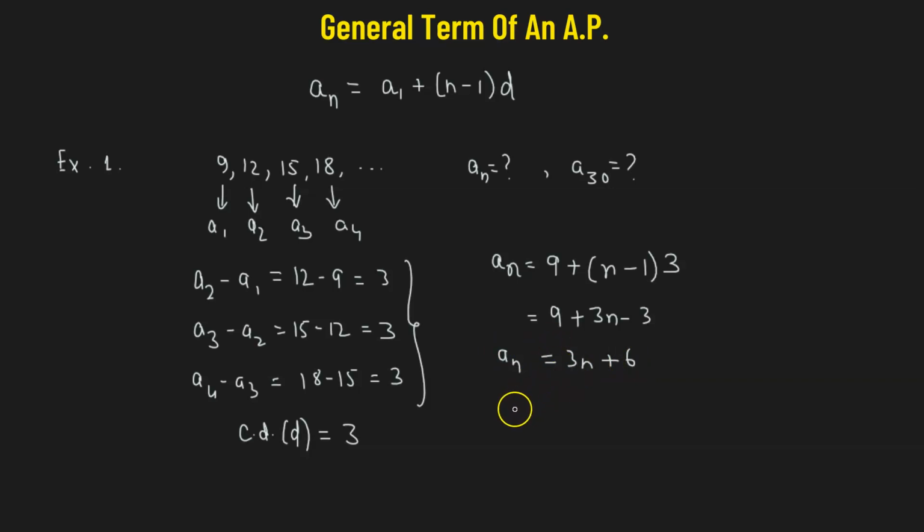Now if we want to find the 30th term, that means for n equals 30, we'll have a30, which will be given by 3 times 30 plus 6. So 3 times 30 will be 90. So we have 90 plus 6. This is going to give us 96. So this is the 30th term of the given arithmetic sequence. Let's go to the next problem.